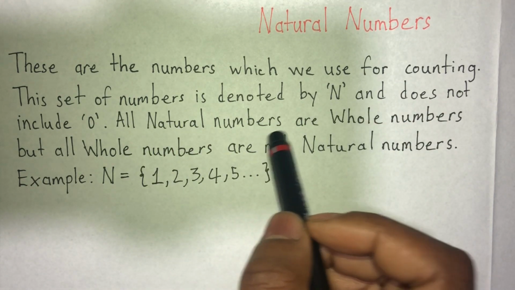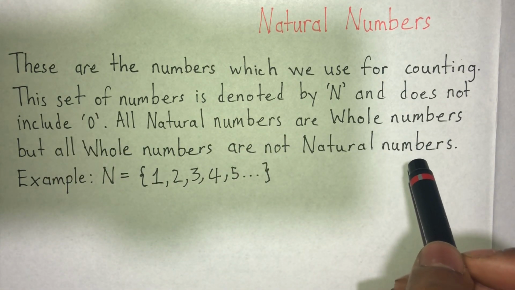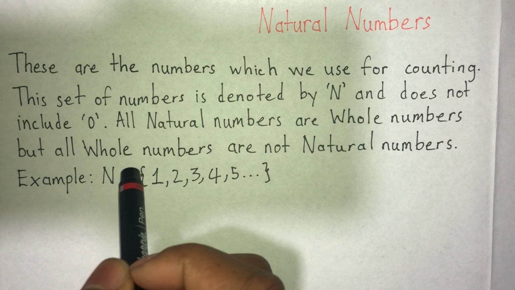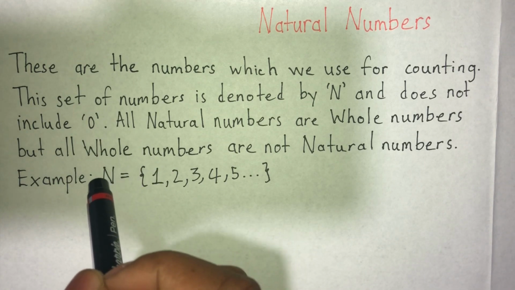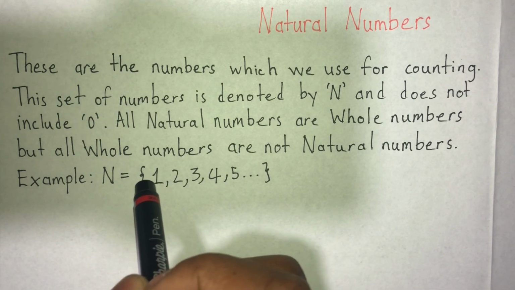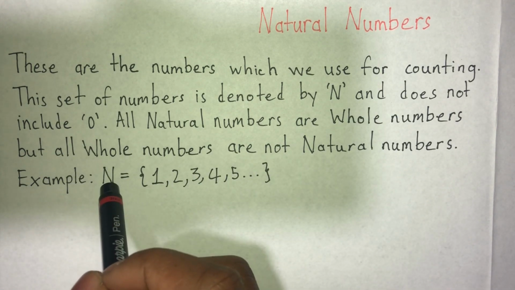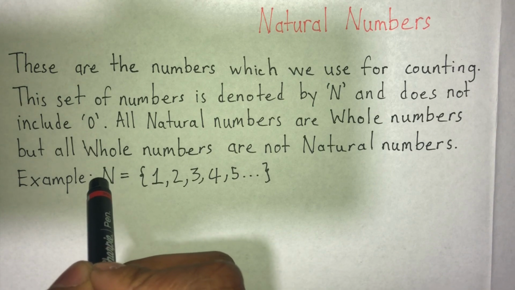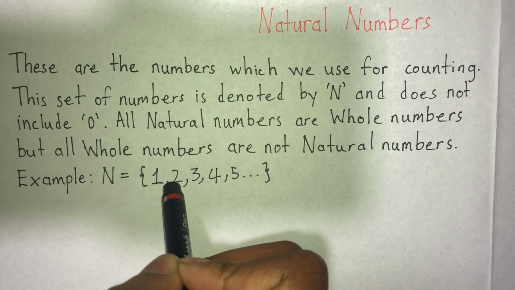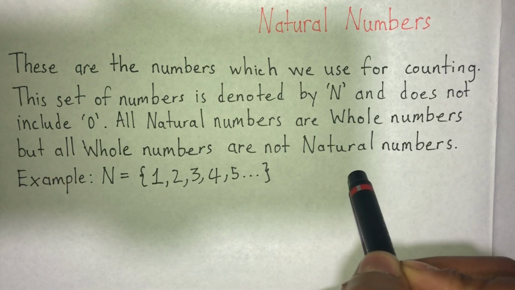All natural numbers are whole numbers, but not all whole numbers are natural numbers. So, as we learned earlier, whole numbers include 0. It starts at 0 and goes on forever. But natural numbers start at 1 and go on forever. So, for example, the set of natural numbers, which is denoted by a capital N, equals 1, 2, 3, 4, 5, and it goes on, it never ends.